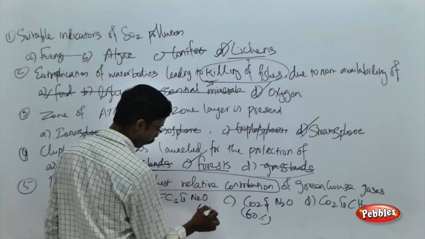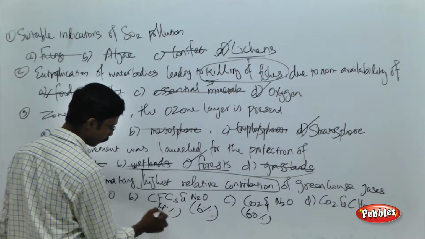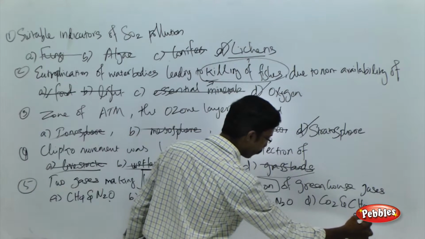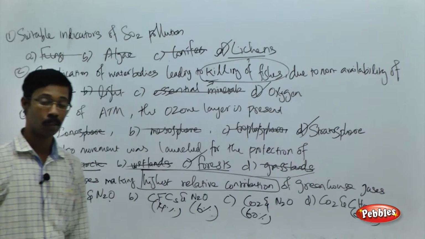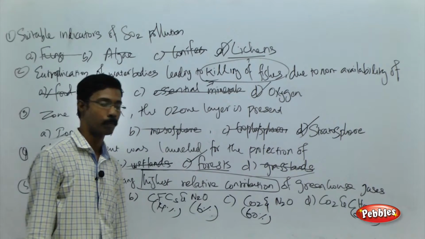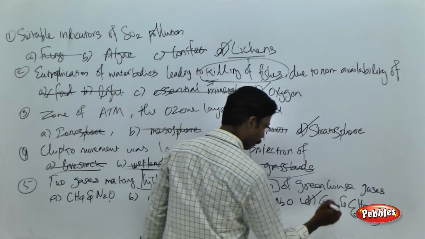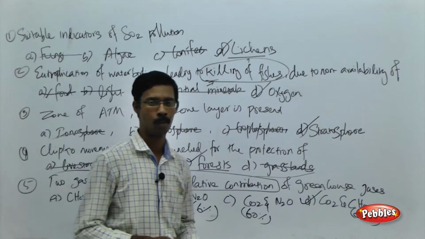Nitrogen oxide is going to contribute around 6%. CFCs are going to contribute around 14%. And methane is going to contribute around 20%. So the point you have to remember over here: which one has the highest proportion, the highest relative contribution? Of course, this one. Carbon dioxide 60%, methane 20%, and that is the correct choice you have to go for.